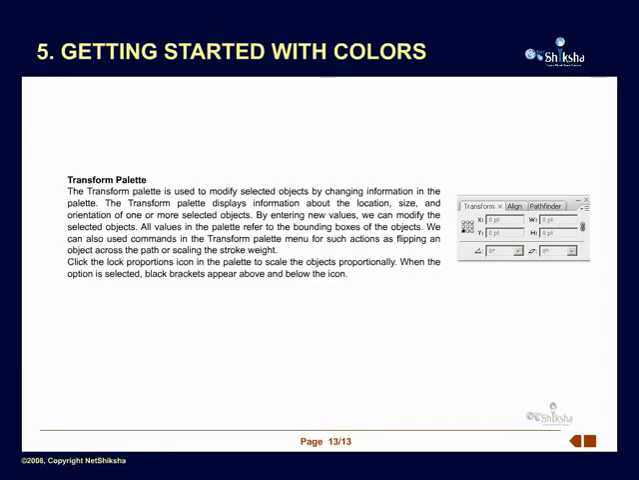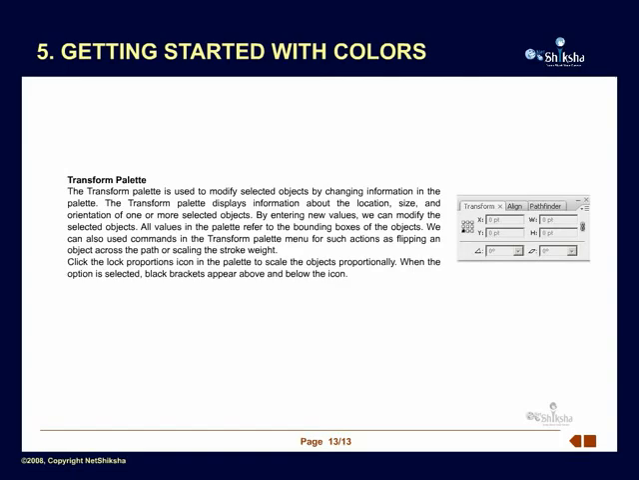Transform palette. The Transform palette is used to modify selected objects by changing information in the palette. The Transform palette displays information about the location, size, and orientation of one or more selected objects. By entering new values, we can modify the selected objects. All values in the palette refer to the bounding boxes of the objects.